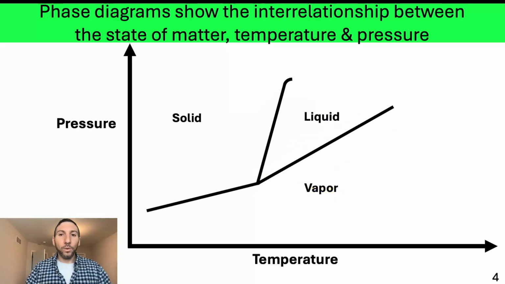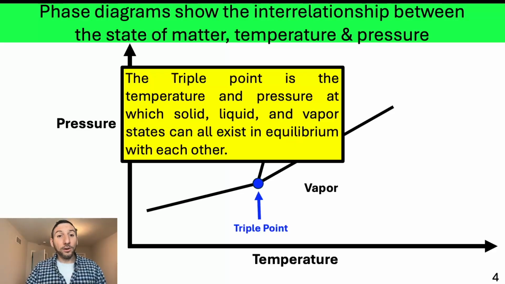Now, within your diagram, there are also a couple of special points that you should be aware of. And the first one is this point where your three lines intersect, where now you have solid, liquid, and vapor all coexisting. That's called your triple point. And the triple point is the temperature and pressure at which your solid, liquid, and vapor states all exist in equilibrium. Now, as you probably guessed, there's only one triple point for each material you have.